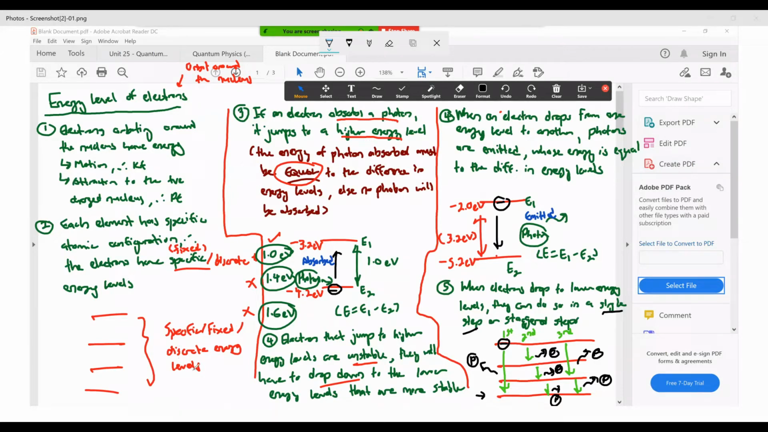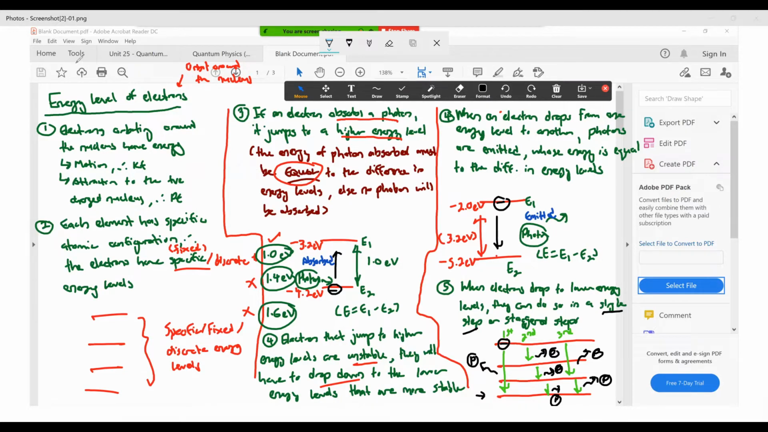Now, you also know that your electrons are able to jump from a lower energy level to a higher energy level, and then subsequently from a higher energy level back to a lower energy level, right? So now what we want to talk to you about is what happens to an electron that is orbiting around a nucleus when it absorbs a photon.